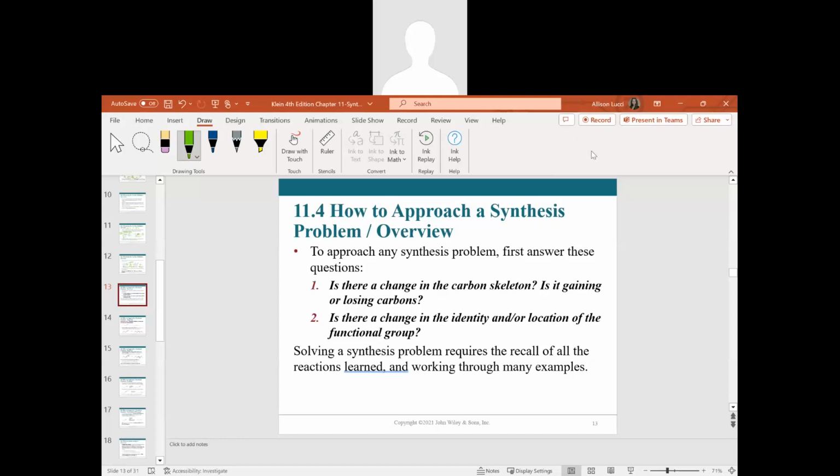So, in the other sections that were introduced in Chapter 11, 11.1 through 11.3, you may have asked yourself, I wonder what the best approach is, the best process to figure out a synthesis problem. How do I figure out what reagents I need? So for example, here we have these two steps listed that we can ask. Number one, is there a change in the carbon skeleton? Specifically, is it gaining or losing carbons?